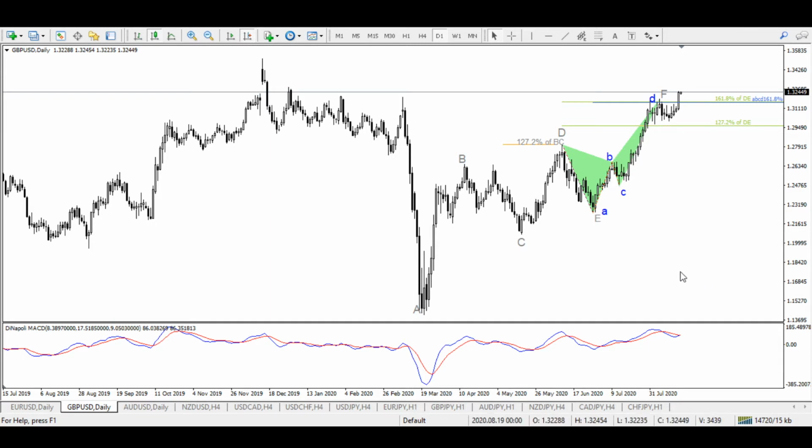In my previous few videos, I talked about this three drive development from A, and it was developing like A, B, C, D, E, F, capital A, B, C, D, E, F. And we had taken buy positions and we had successfully made profit. But we did not take any sell position, neither did we publish any analysis about taking sell position even after completion of three drive. And I'll tell you the reason why we did not mention any selling opportunity.